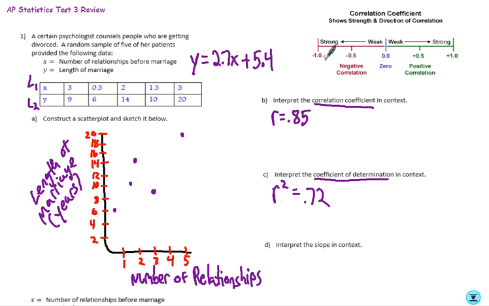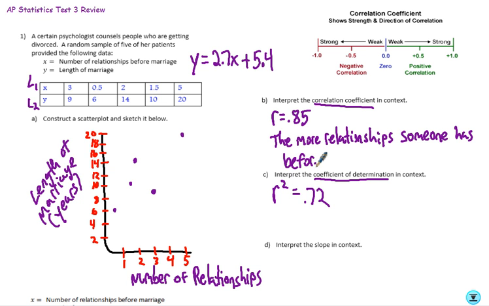Now, what's the difference between 1 and -1? Well, the difference is whether it is a positive correlation, where as x increases, y increases, or a negative correlation, where as x increases, y decreases. In this case, at least what this graph is suggesting, is that the more relationships someone has before marriage, the longer the marriage.